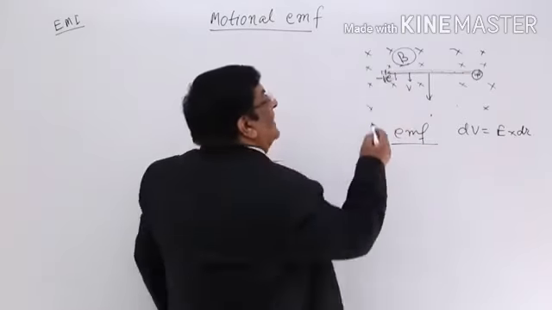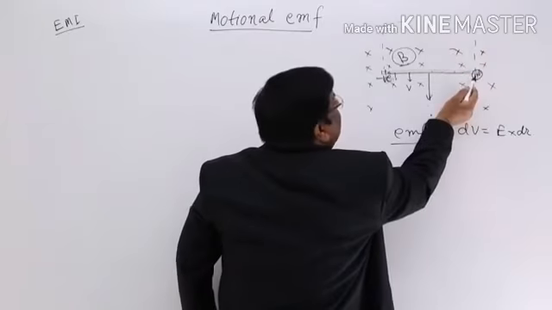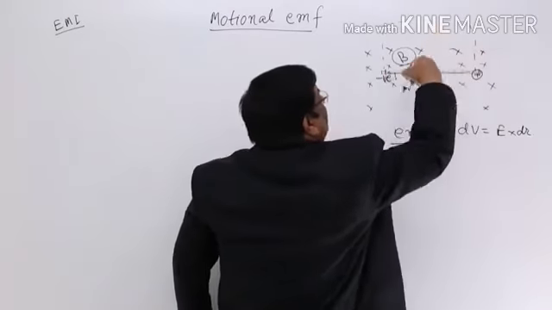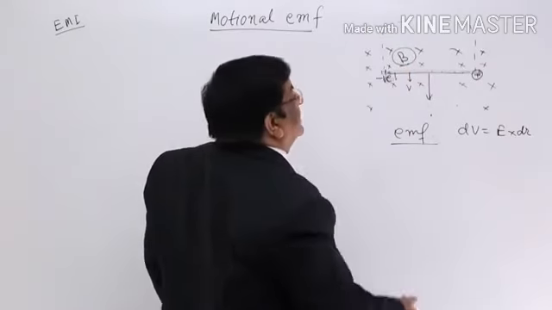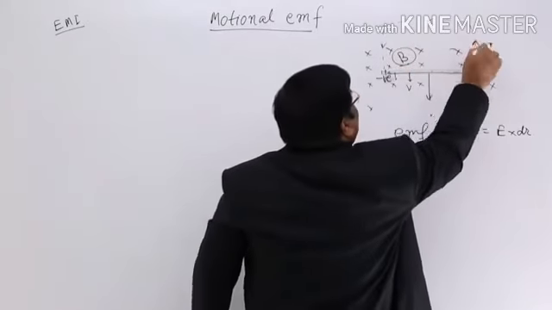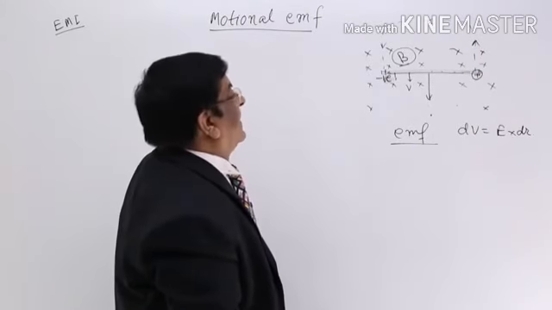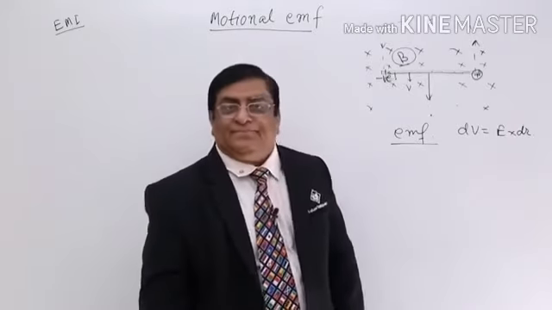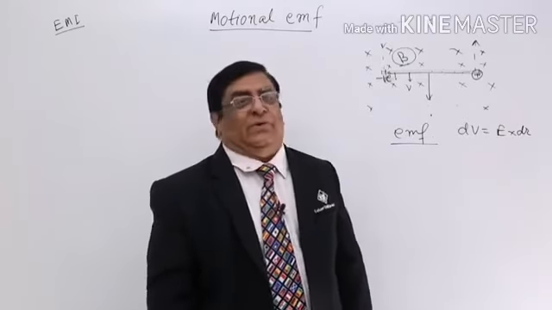Now if I complete this circuit, what will happen? These positive charges will go here and this will be the direction of the current in it. This is the direction of the current. Now this direction of the current, we can very well find with another rule. And that rule is Fleming's right hand rule.